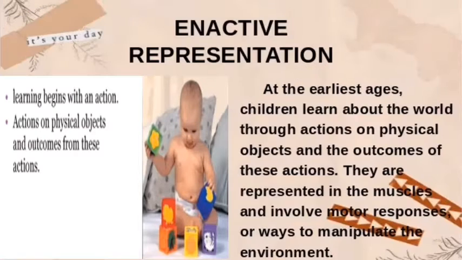And now, the enactive representation. At the earliest ages, children learn about the world through actions on physical objects and the outcomes of these actions. They are represented in the muscles and involve motor responses or ways to manipulate the environment. This is the first kind of memory. This mode is used within the first year of life. Thinking is based entirely on physical actions, and infants learn by doing, rather than thinking by internal representation.